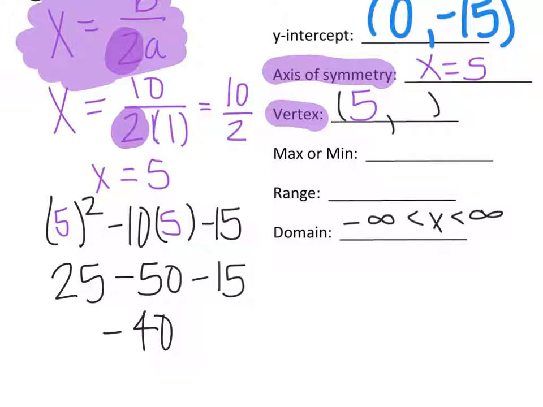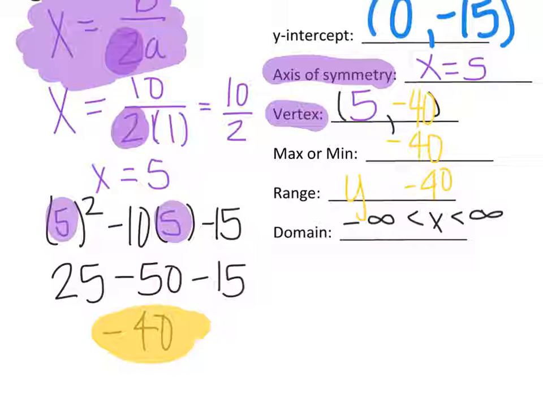So I have now found the other half of my vertex. The negative 40 I got because I plugged my 5, which was my x value, into my formula, and I got out negative 40. So now I have my vertex of (5, negative 40). That also tells me my max or min is going to be negative 40, and my range is going to have something to do with y and negative 40. We just have to decide what the rest of it is, if it's greater than negative 40 or less than negative 40.